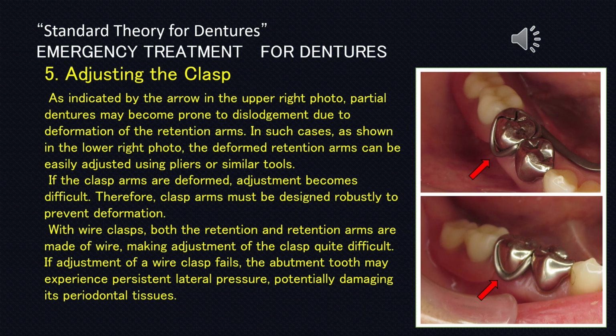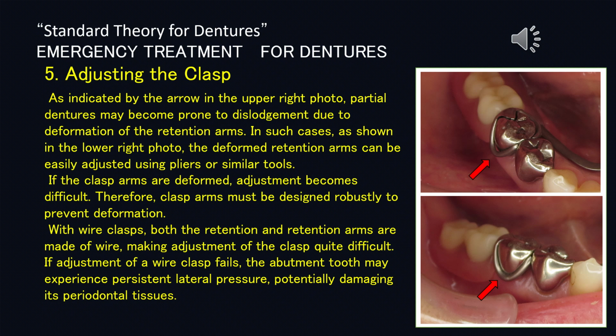5. Adjusting the clasp. As indicated by the arrow in the upper right photo, partial dentures may become prone to dislodgement due to deformation of the retention arms. In such cases, as shown in the lower right photo, the deformed retention arms can be easily adjusted using pliers or similar tools. If the clasp arms are deformed, adjustment becomes difficult.